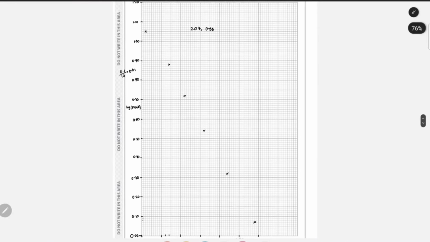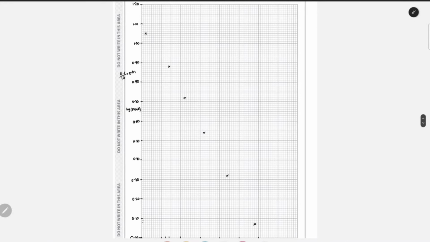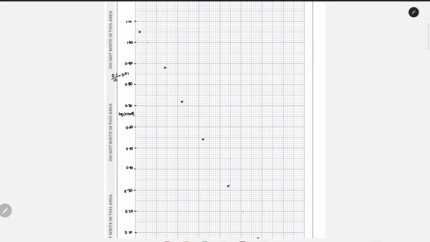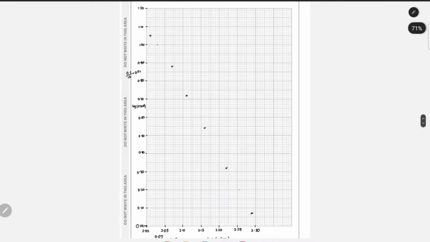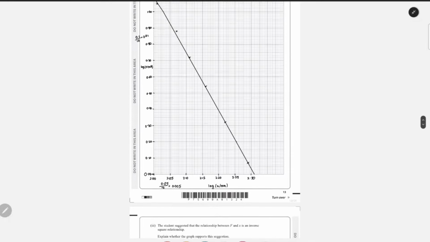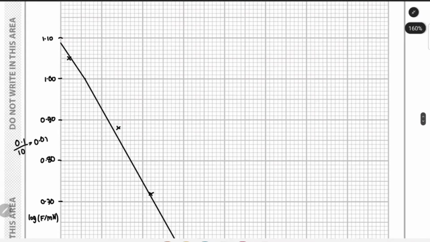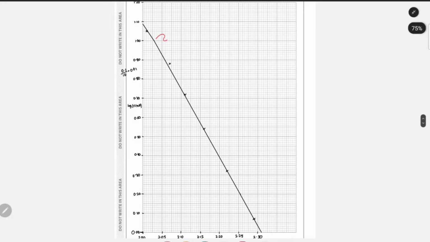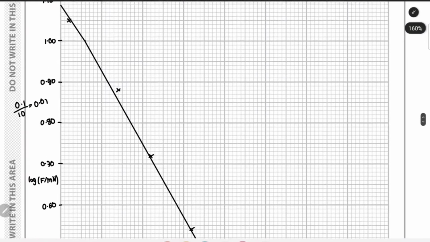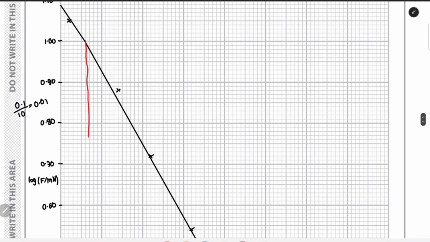Now we can draw a line of best fit from this. So if we try to draw the line of best fit, it's not quite there. So we are back with the line of best fit. Now in part 2 we have to determine the gradient of the graph. We can take 2 points on the graph over here. It cuts at 1 over here. 1 is easy to use.